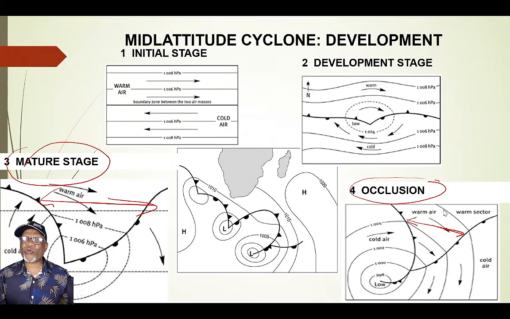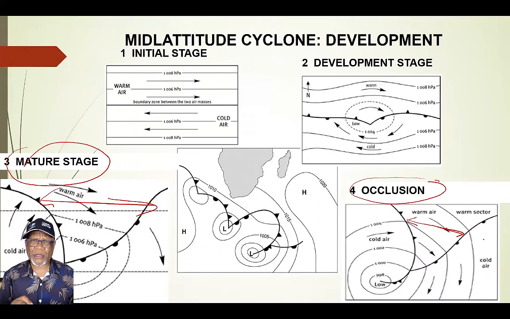So now you have to go back to your definition. What is occlusion, or how does occlusion develop? Occlusion develops when the cold front catches up with the warm front. Why does the cold front catch up with the warm front? Both fronts are moving in the same direction, from west to east, because this is a mid-latitude cyclone. But you can see the steepness of the front here. The front here is steeper, but the front here is more gentle.